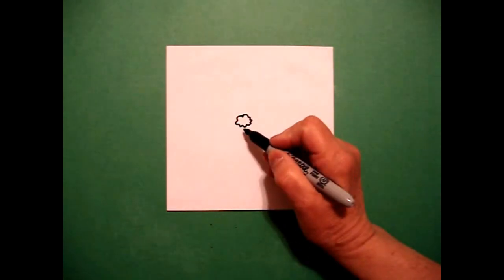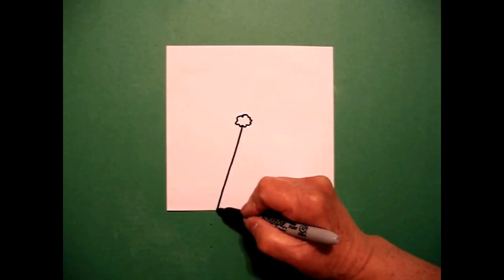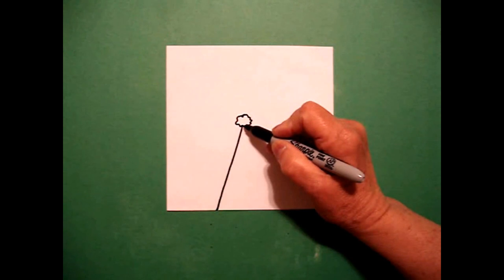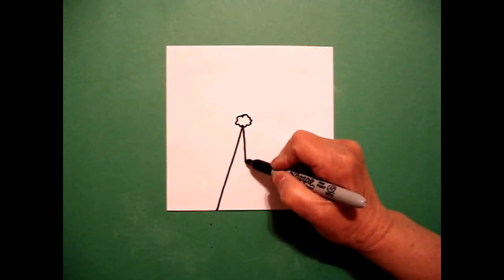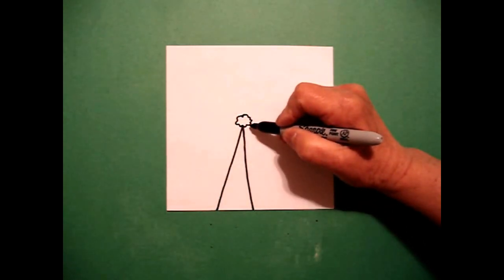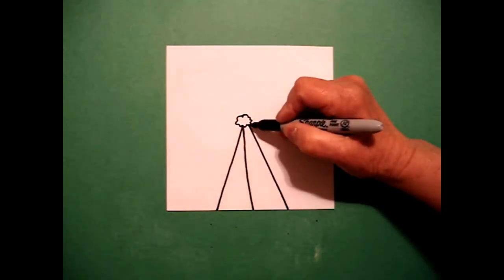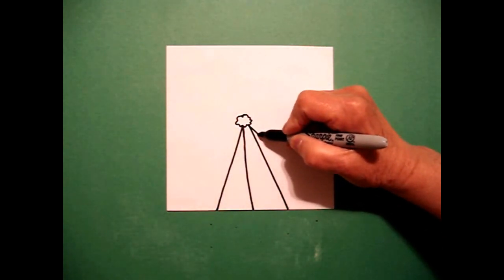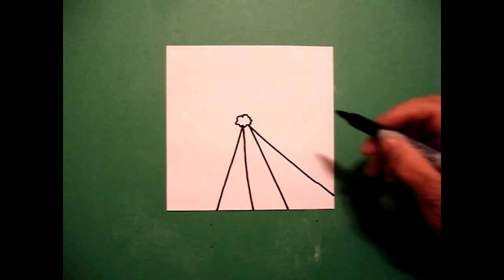wavy circle. Starting at the bottom, I'm going to draw a straight diagonal down to the edge of my paper on the right, and I'm going to come right back up to where I started, and I'm going to make a point and draw another straight diagonal down. I come next to that and I'm going to draw a straight diagonal down, and I come back to where I started and draw a point right next to it, a straight diagonal down.